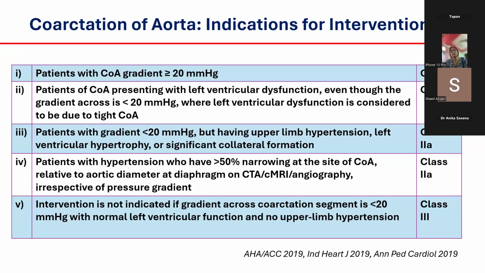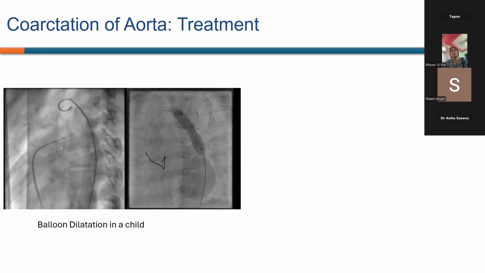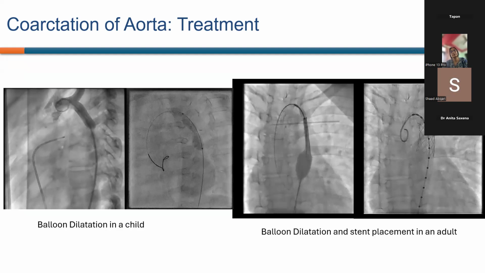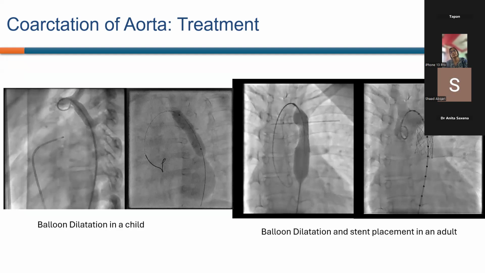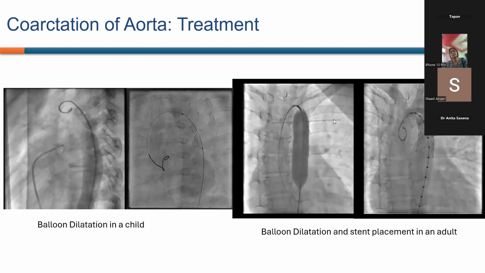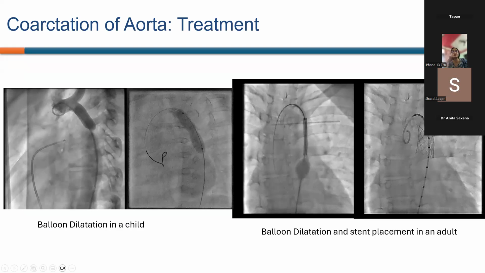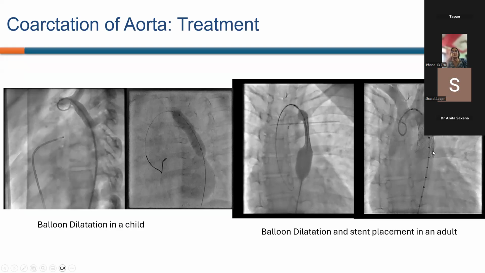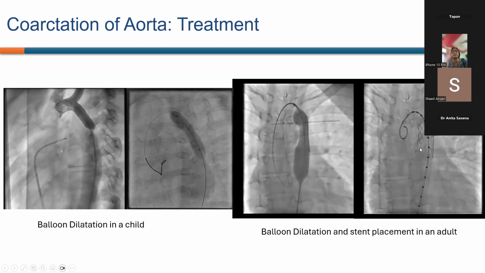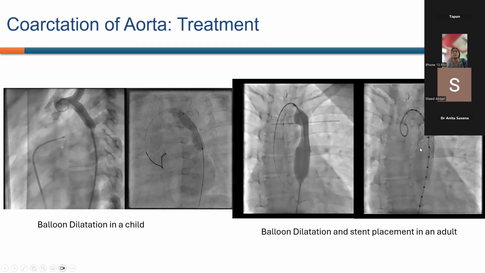So these are basically class 1 indications, which I have already told you, but I just want you to see this particular child where a balloon dilatation has been done, and you can see that it's a relatively easy procedure. But when it comes to older children and adults, then it is better to have an endovascular stent. You can see this metal tube over here, because it will reduce the gradient, it will reduce the chances of restenosis. And that's why you can do it in older children.